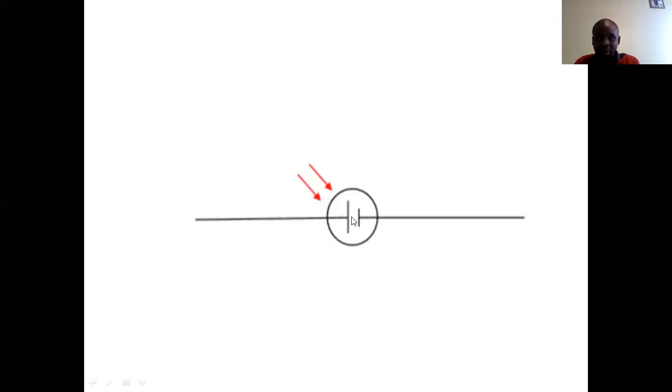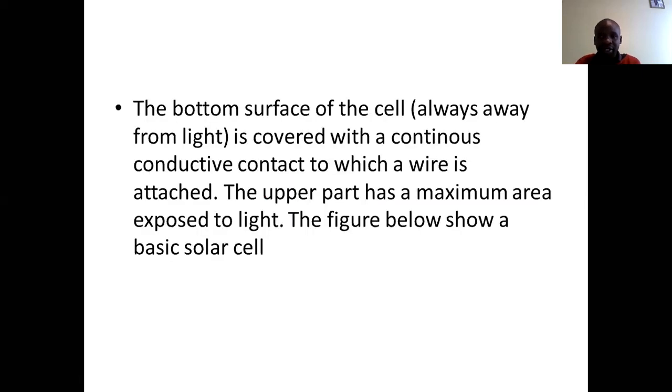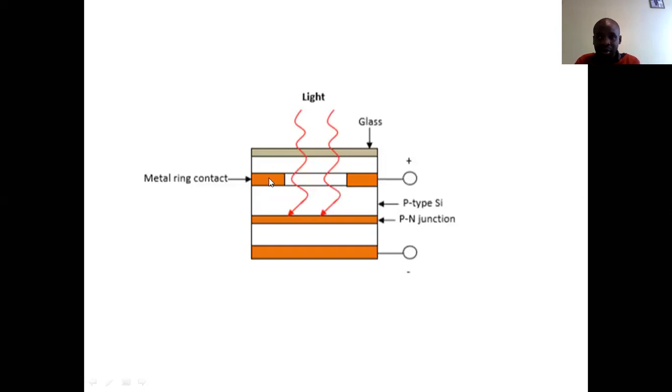Now you can see the circuit diagram of a photovoltaic cell. Here you want to understand basically how it is able to convert light into electrical energy. The bottom surface of the cell, which is usually away from the light, is covered with a continuous conductive contact to which a wire is attached. Then the upper part has the maximum area exposed to light, usually the P. Let's look at this diagram. You can see the P type is placed on the top side, and the N type on the bottom side.